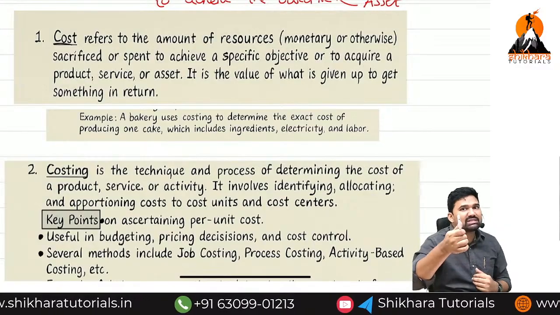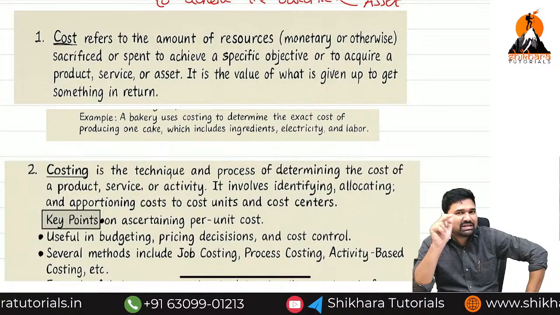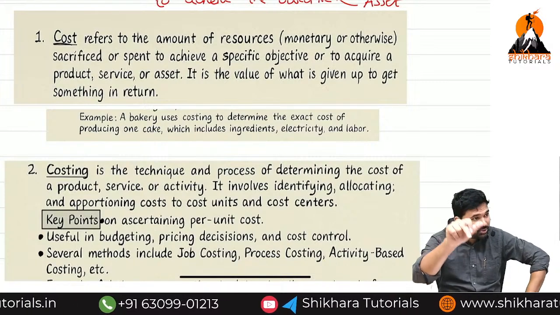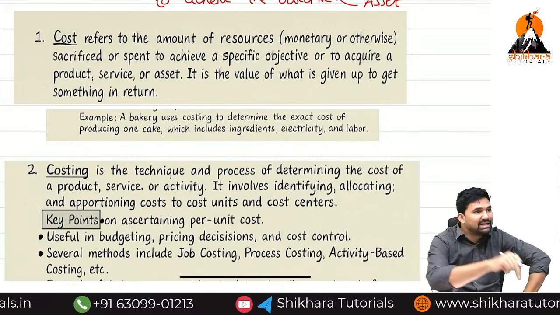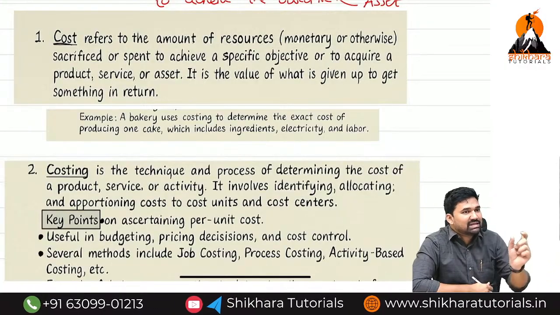Say for example, this camera cost is 1,25,000. How might the manufacturer have decided that this camera cost is only 1,25,000? Why not 80,000 or why not 2,50,000? There is a certain base.